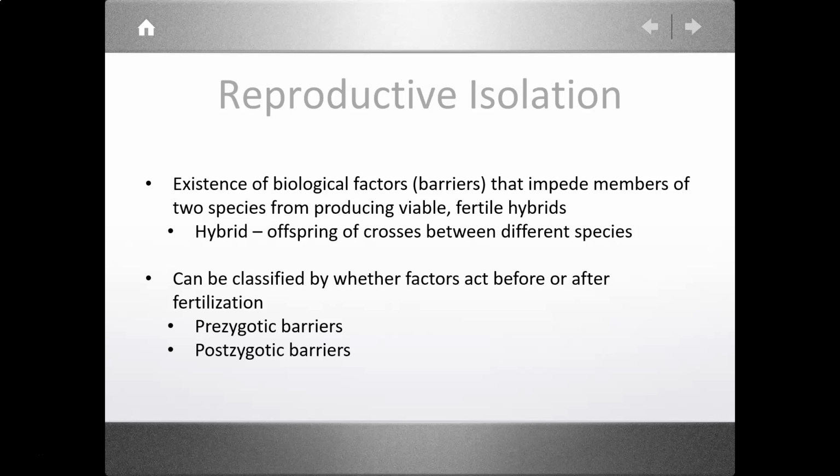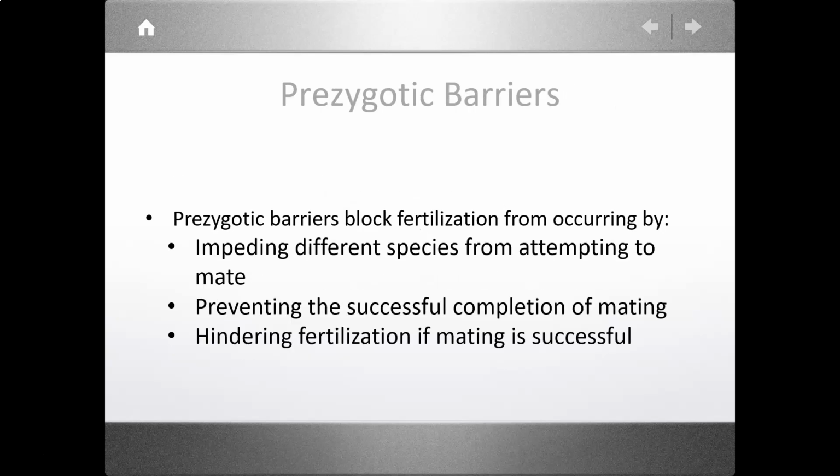So if we're talking pre-zygote, those are your pre-zygotic barriers, so they're going to happen prior to the fertilization of egg and sperm. Post-zygotic would be the ability for that egg and sperm to find each other, and then some sort of barrier prevents the success of a viable fertile offspring post that fertilization process. So prezygotic, this actually blocks the fertilization from occurring at all. There's a handful of ways this can occur.